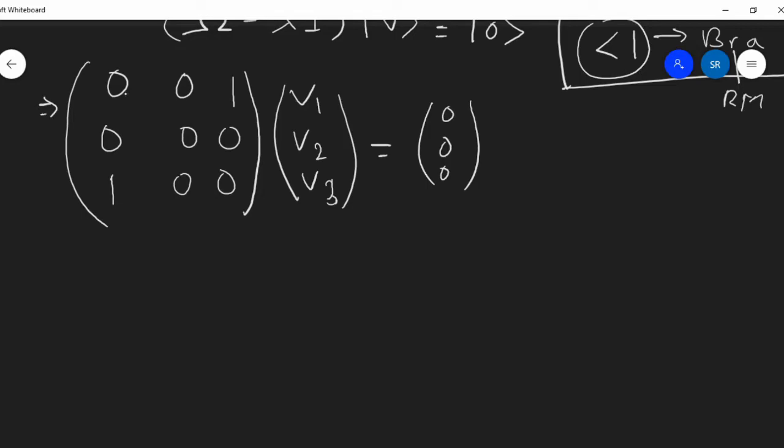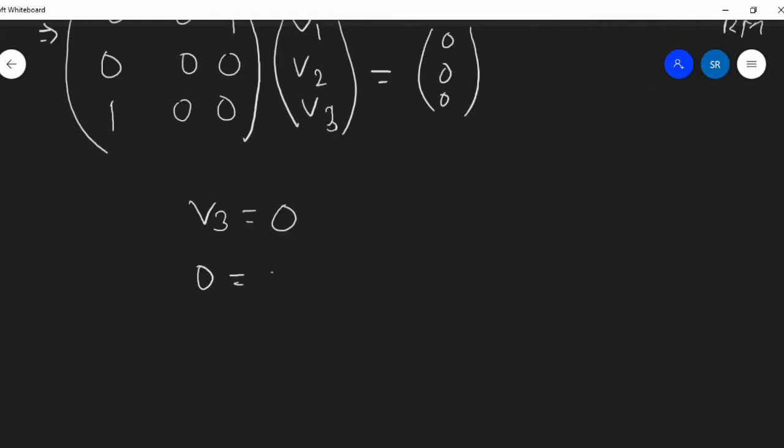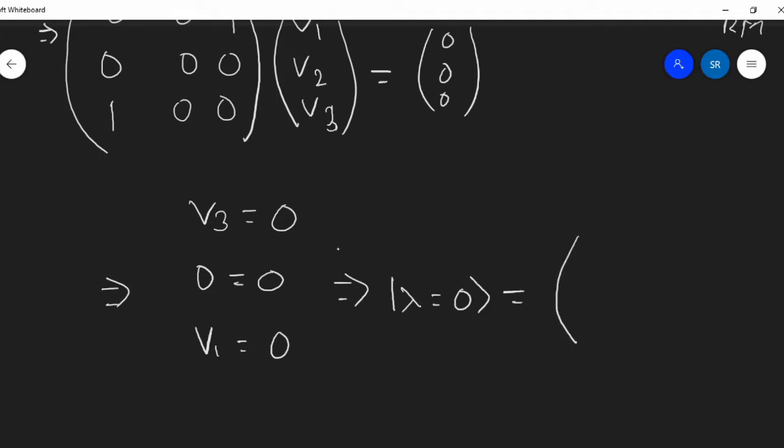So as you can see, 0 times v1 is 0. This gives us v3 equals to 0. Okay. Then 0 equals to 0 because of this. And then v1 equals to 0. So from here, what can we derive? We could say that v2 over here, since v2 doesn't have a specified value, we can easily say that v2 is arbitrary.